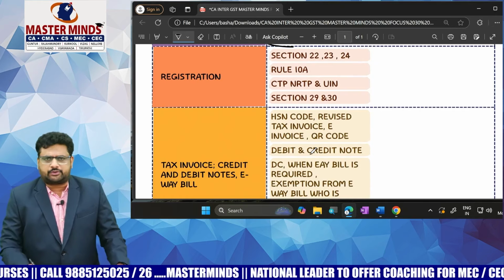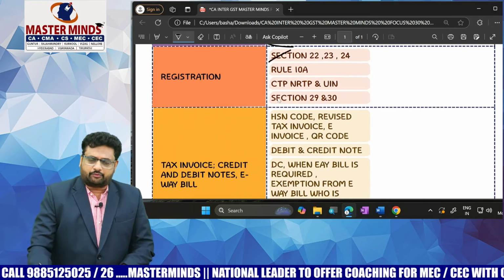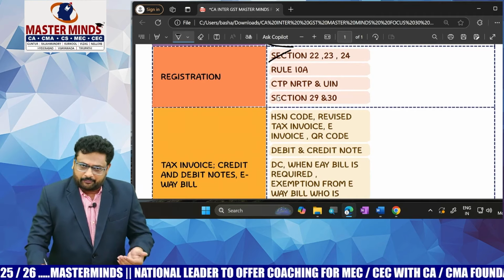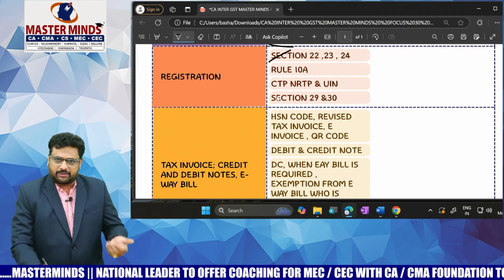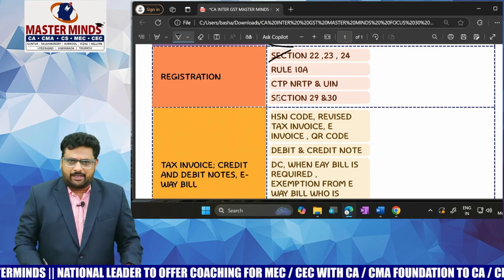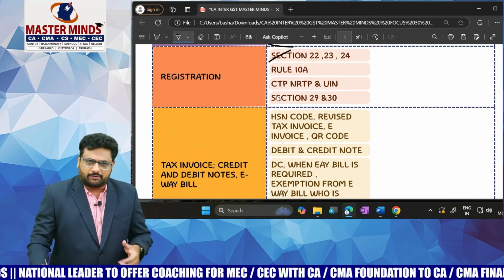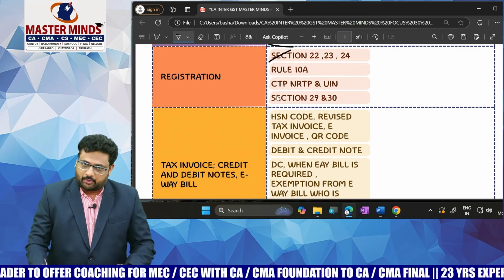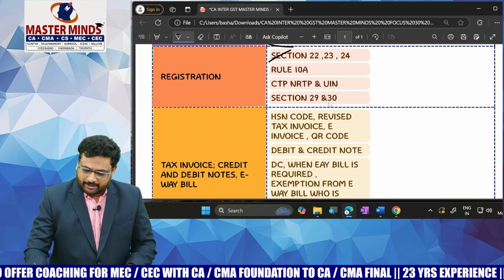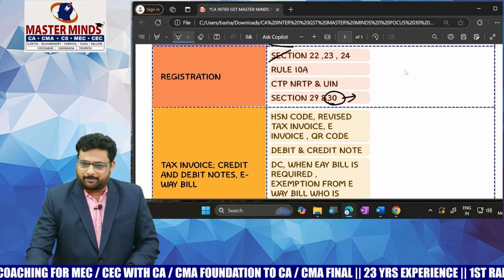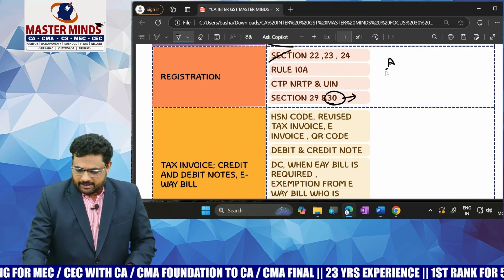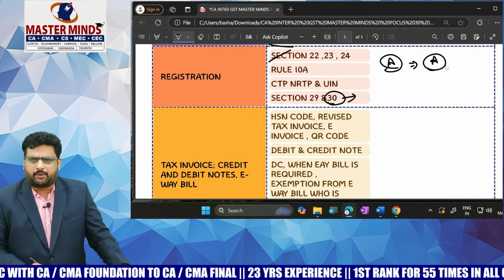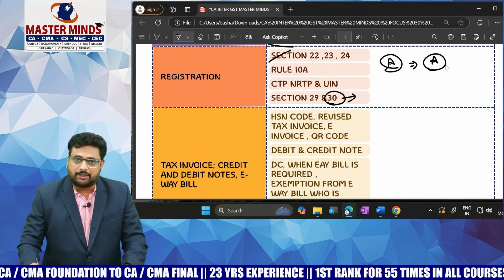And with respect to registration, 22 persons liable for registration, 23 persons not liable for registration, 24 compulsory registration, rule number 10A which deals with the time limit to give the bank details, CTP, NRTP and UAN registrations when they are required, and sections 29 and 30 revocation, a recent amendment is there. Apart from that, any amendments in relation to Aadhaar etc., those are the important areas you need to keep focus on in the registration chapter.